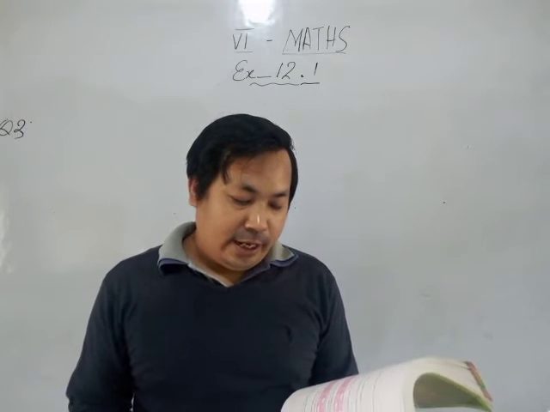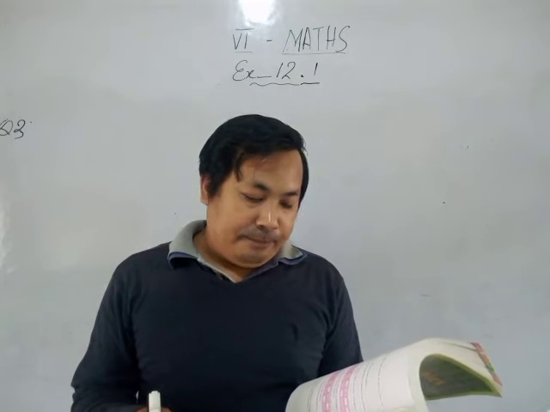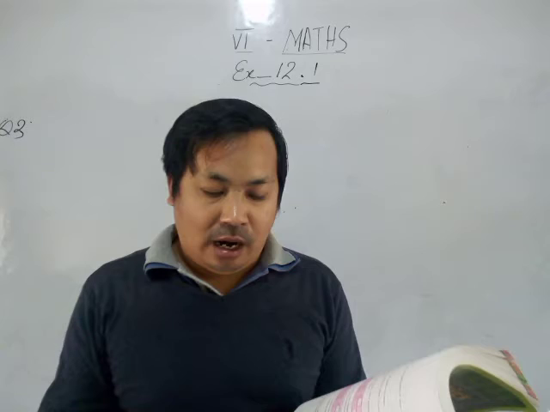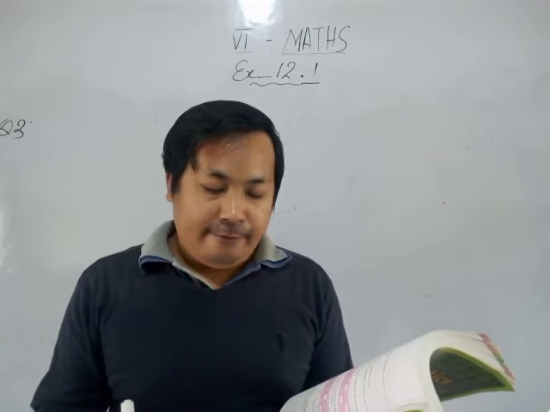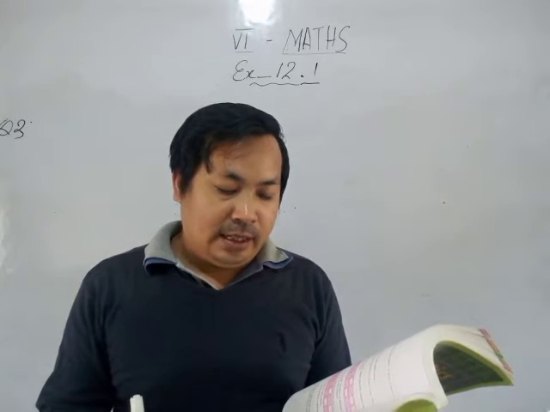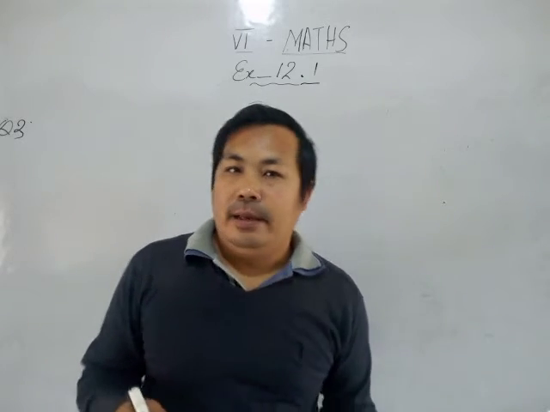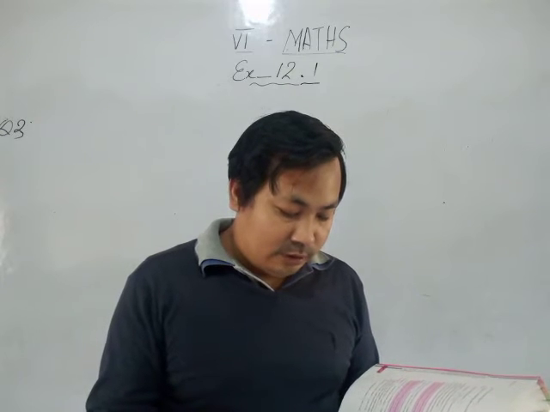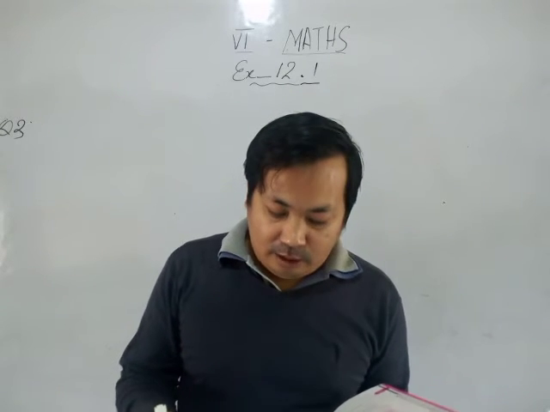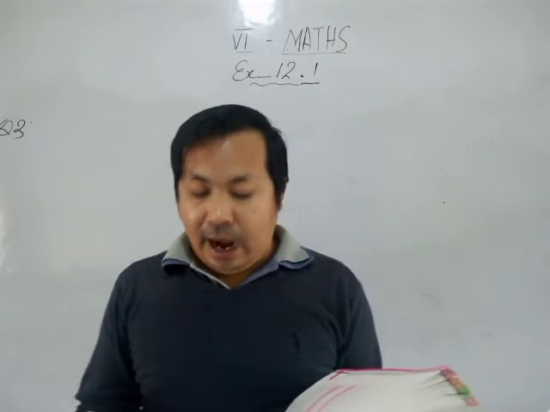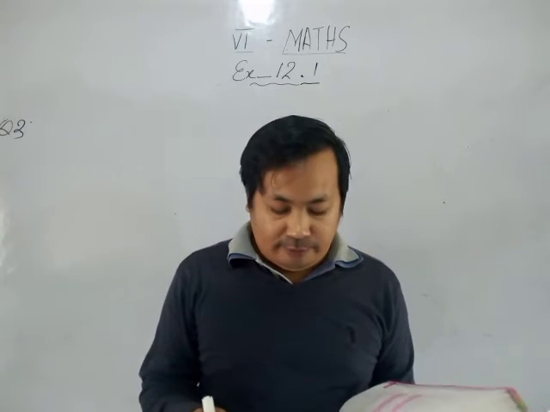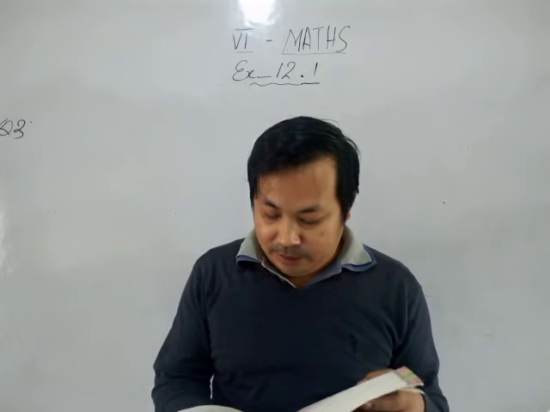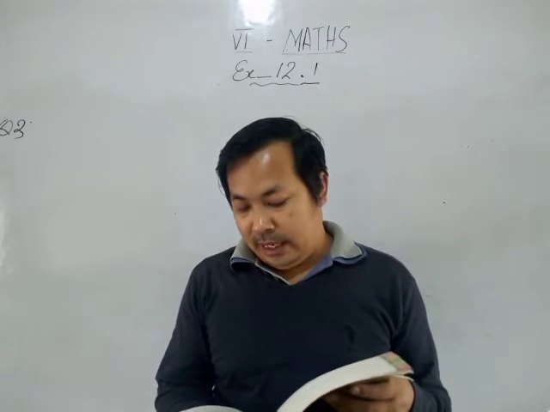Question number 4 is saying this: distances traveled by Hamid and Akhtar in an hour are 9 km and 12 km. Find the ratio of the speed of Hamid and the speed of Akhtar. That means we have to find the ratio of their speeds, the ratio of the speed of Hamid and the speed of Akhtar.